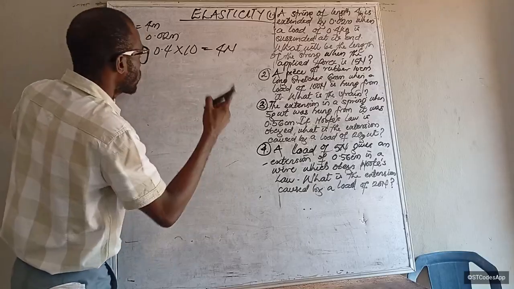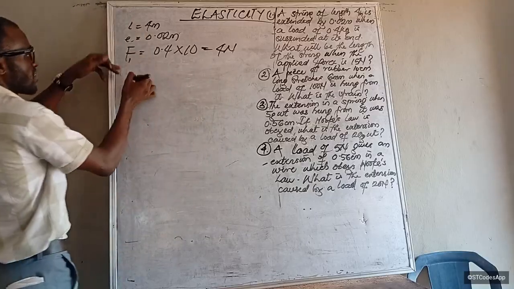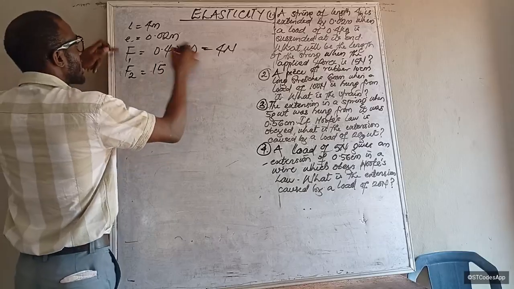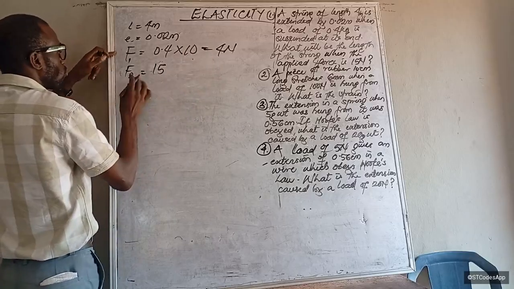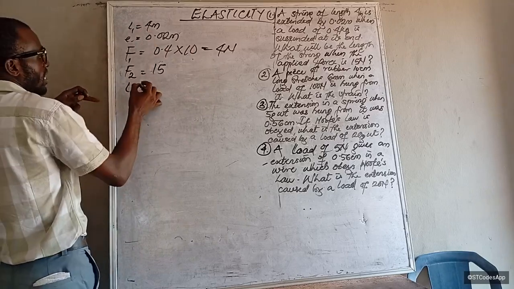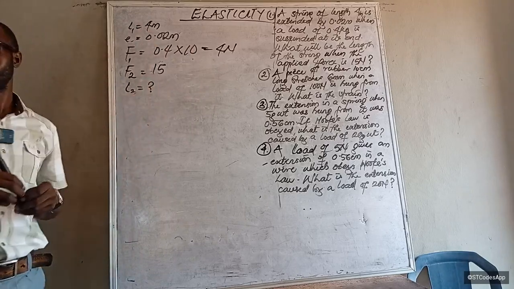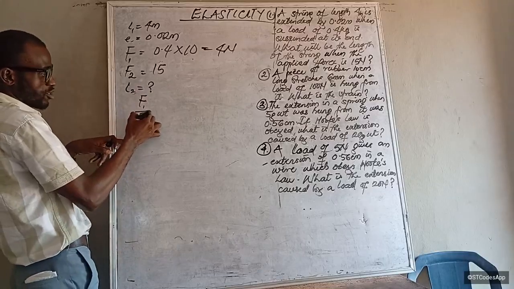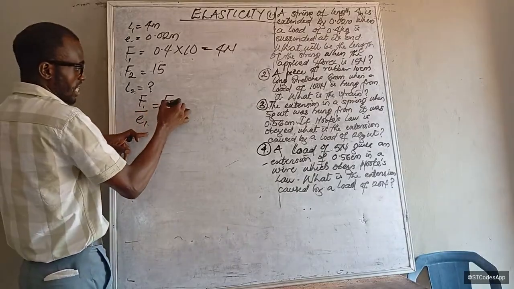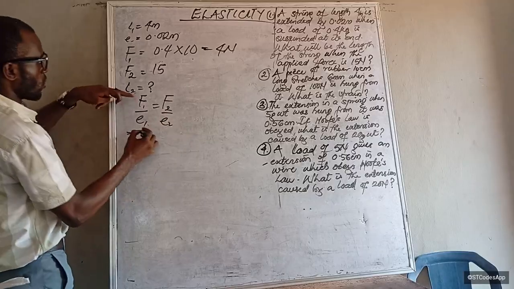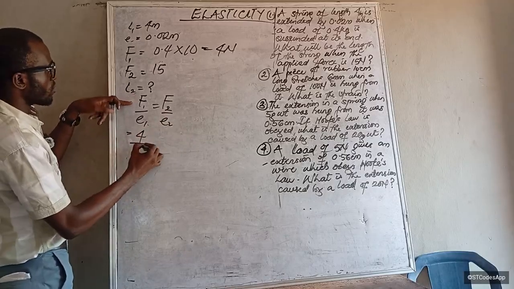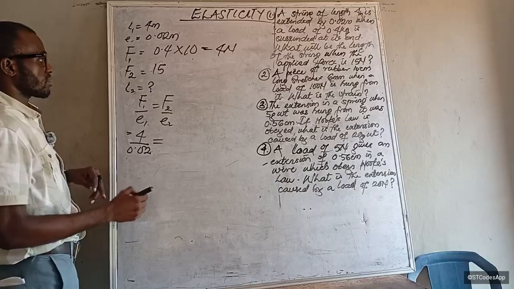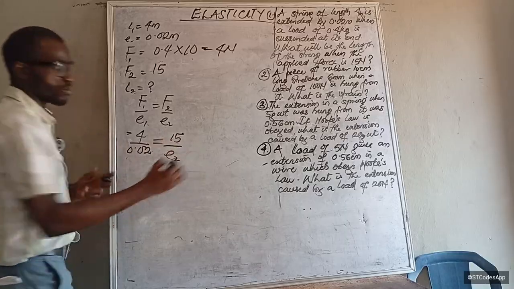What will be the length of the string when the applied force is... So this is F1, F2 is 15. So it says you find the length 2, right? The second length. It is the original length. The second length, that's what we're looking for. Is it clear? We know that the ratio of force to extension is constant. Do you remember? So what's F1? 4 Newton over the first extension, 0.02, is equal to 15 over the extension it will produce.